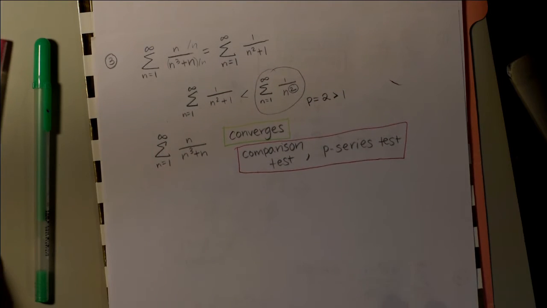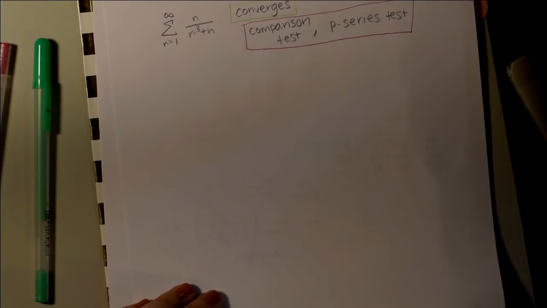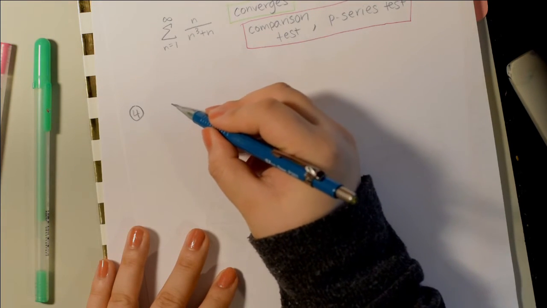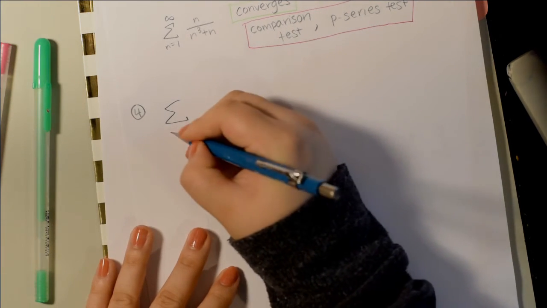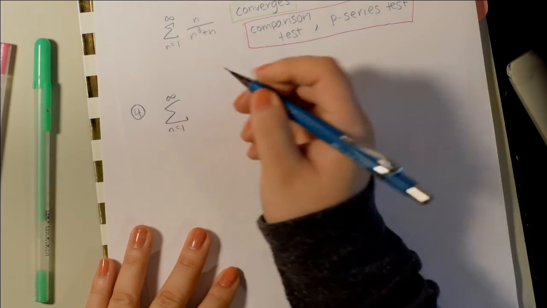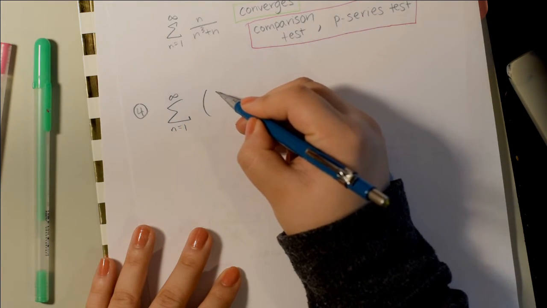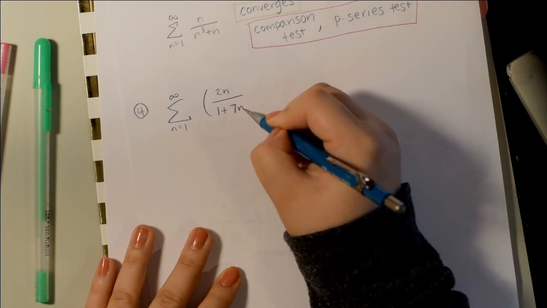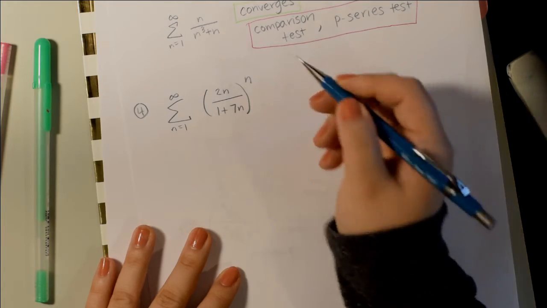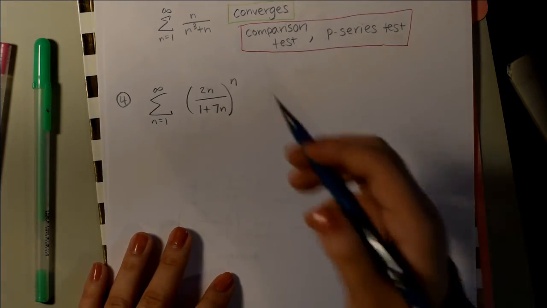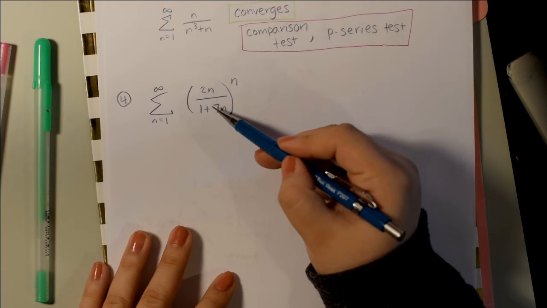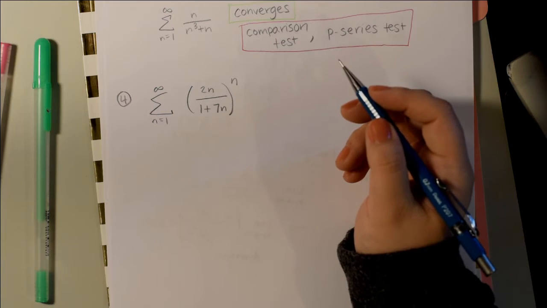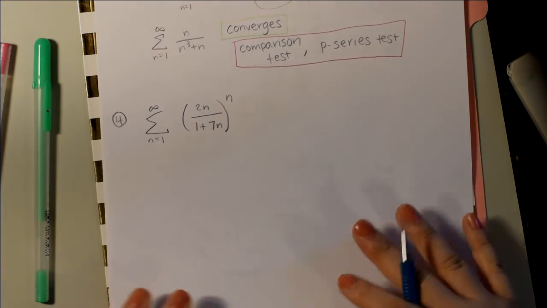Okay, let's try another. The sum from 1 to infinity. How about 2n over 1 plus 7n, all to the n? 2n over 1 plus 7n all to the n. Give that a go.